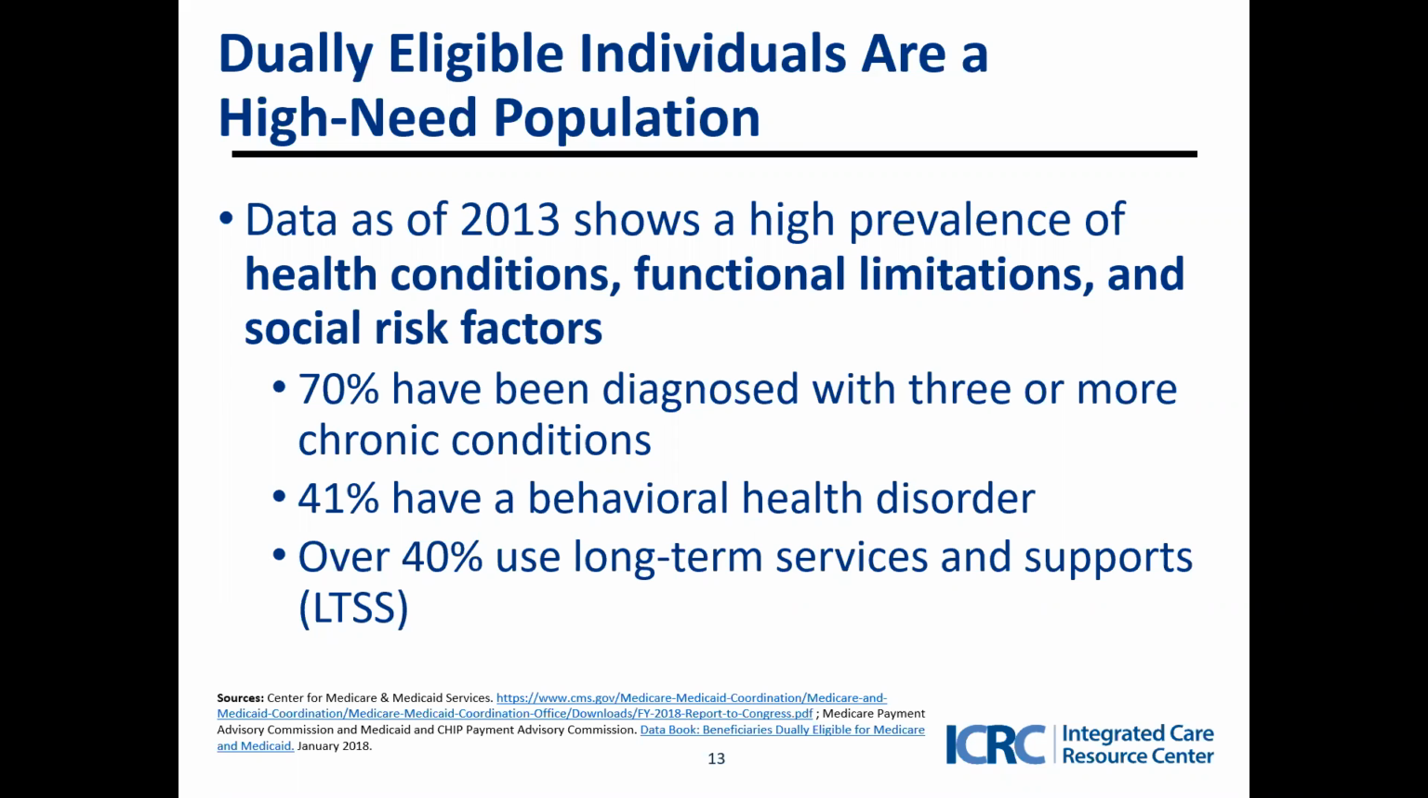41% of them have a behavioral health disorder, such as depression, schizophrenia, or Alzheimer's disease. And lastly, over 40% use long-term services and supports. This means they either live in a nursing home or other facility, or they require help in their home to complete activities of daily living, such as eating, bathing, or dressing. Next slide, please.